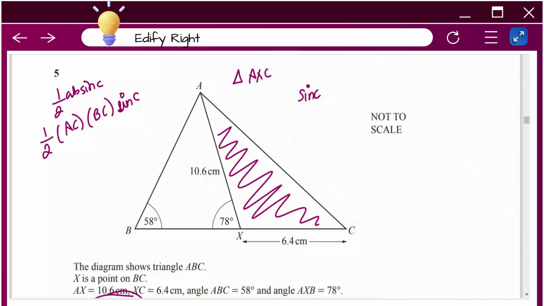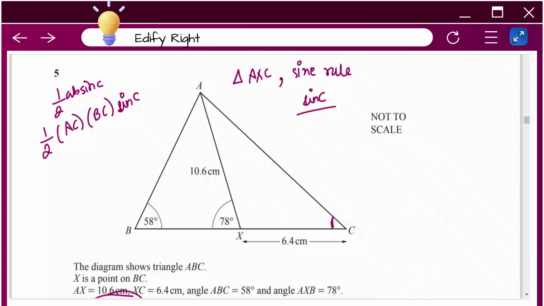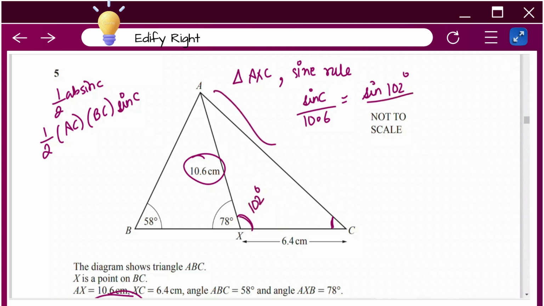In triangle AXC, I'm using the sine rule, where sine C divided by the opposite side, which is 10.6, is equal to sine 102. This is 102, right? So sine 102 degrees divided by the opposite side over here, which is AC, which we've already found out to be 13.5. So let me just write it here. Now when you do the calculations, you get C as 50.17 degrees.